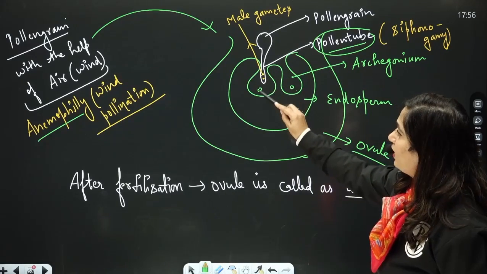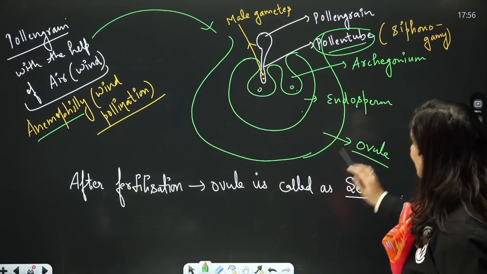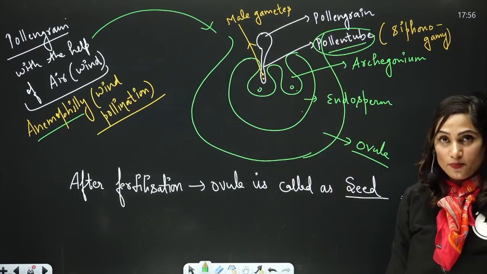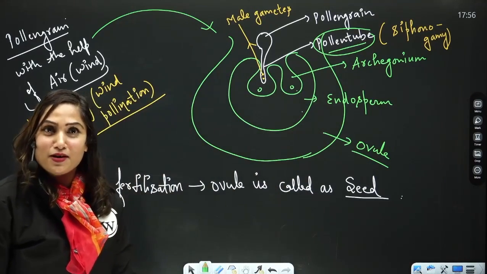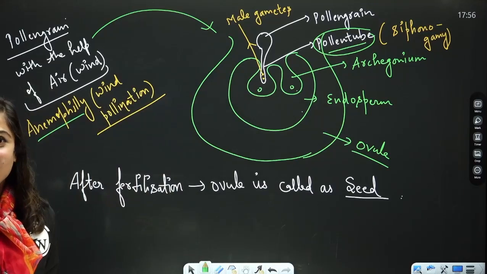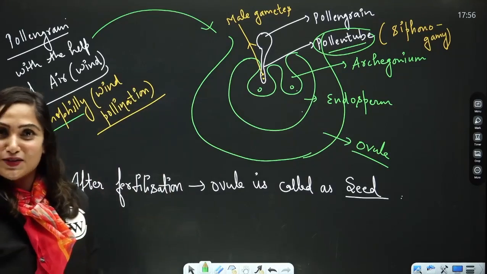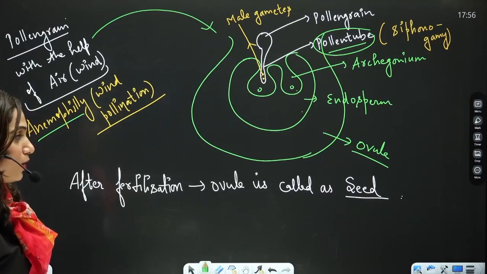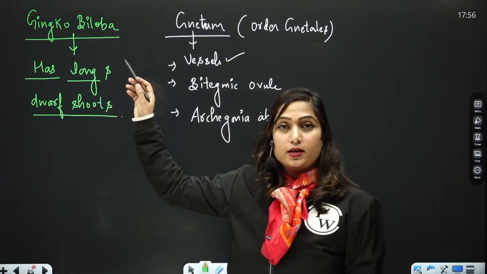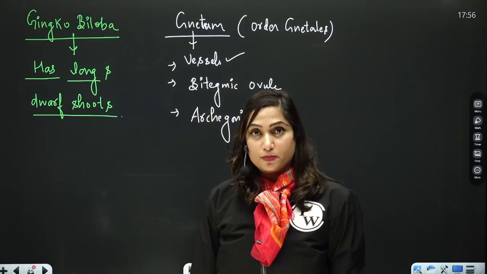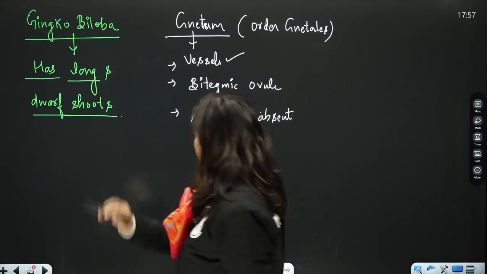Then fertilization will occur inside the archegonium, and after fertilization, we call this ovule a seed. The fertilized ovule is called a seed, which is present behind the leaf in the female cone, not inside the fruit. Clear? So this is how seeds are formed. I hope this is clear to you all. Now, in the NCERTs, there is a diagram of Cycas, there is a diagram of Pinus, and there is a diagram of Ginkgo biloba.